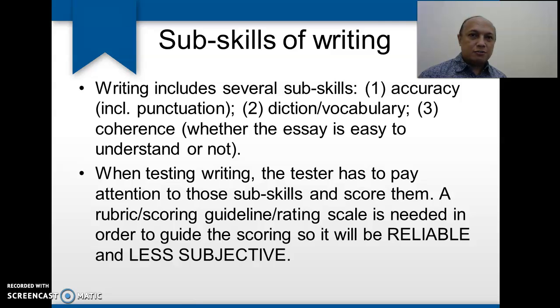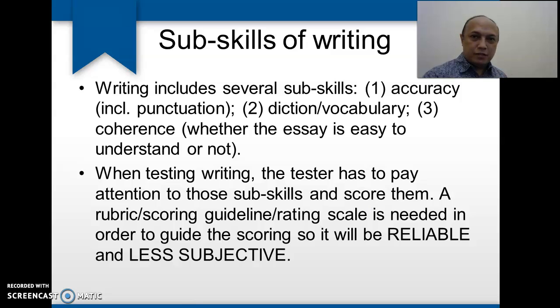If an essay is not coherent, so probably the grammar is okay, the punctuation is okay, the diction is okay, but it's very hard to follow the flow of thoughts, the flow of ideas. And that means that in terms of coherence, that paper is not very good. Okay? So when testing writing, the tester has to pay attention to those sub-skills and again, you score them.